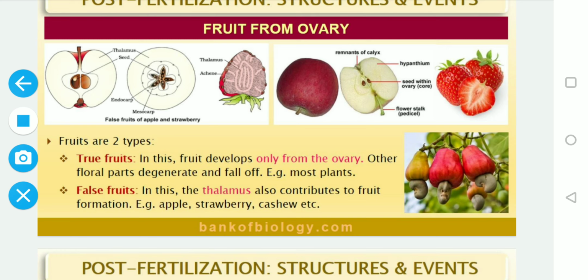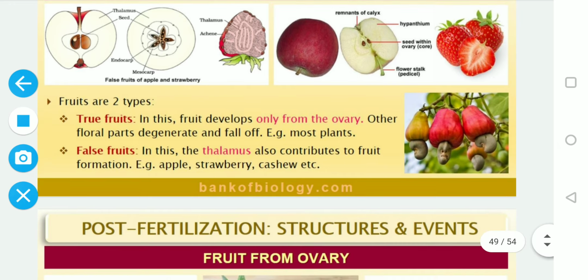In case of cashew also, you may think that the cashew is nothing but dry, but actually it arises from the extra thalamus region. It will be extended outside the fruit. So these are nothing but false fruits. What is a false fruit? If the fruit does not arise from the ovary, that means in case of apples, strawberry and cashew, the thalamus contributes to the fruit formation. Such types of fruits are known as false fruits.